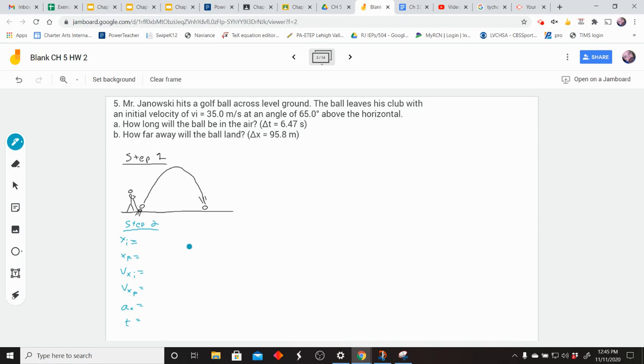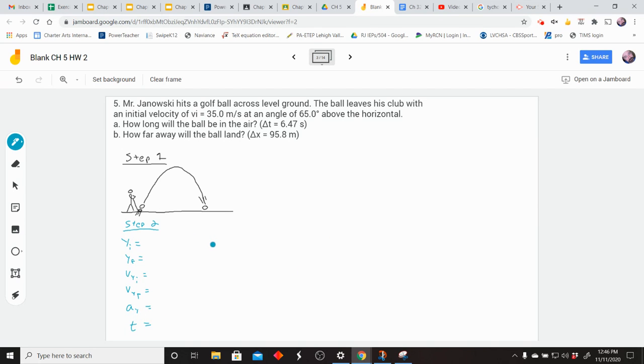So we've got that. Actually, you know what? To be consistent, this is annoying, but I think this is the best way to teach it. Even though x comes first in the alphabet, I'm going to do it the other way. I'm going to start with y's. Y initial. Y final. Vy initial. Vy final. A sub y. And t. So those are 6 of my variables.